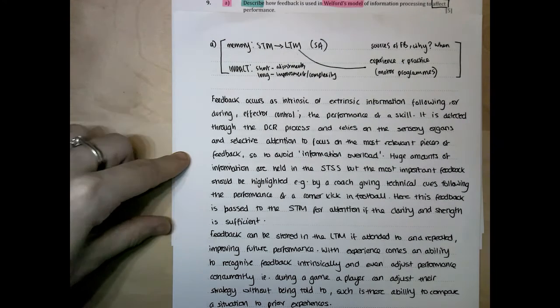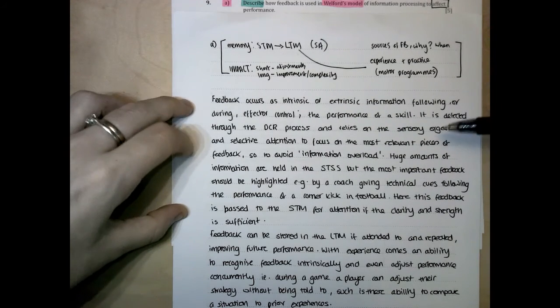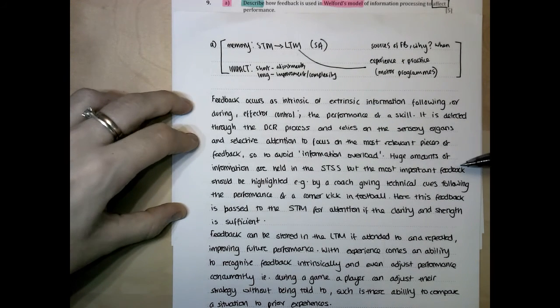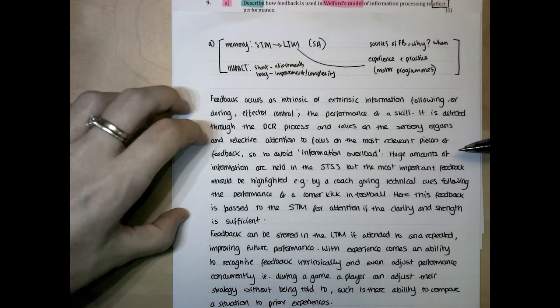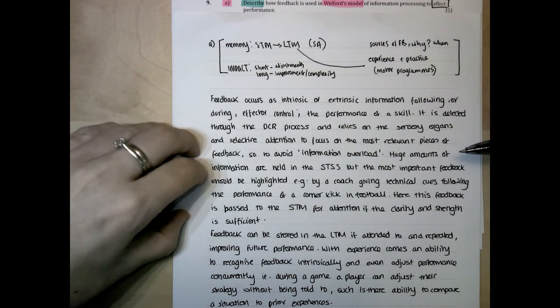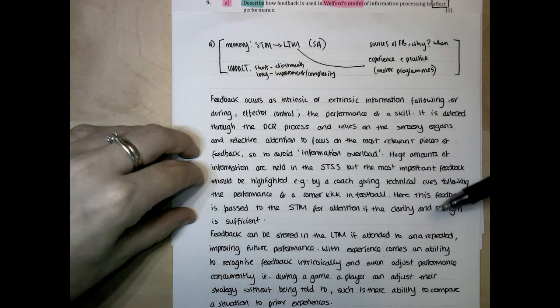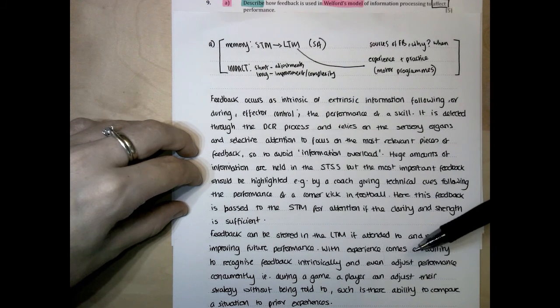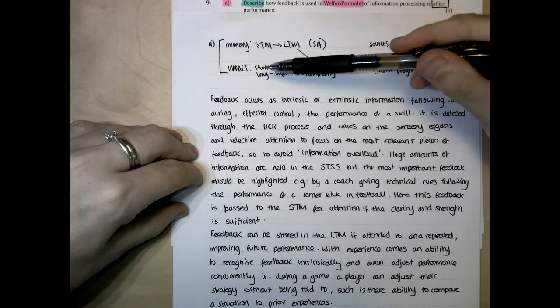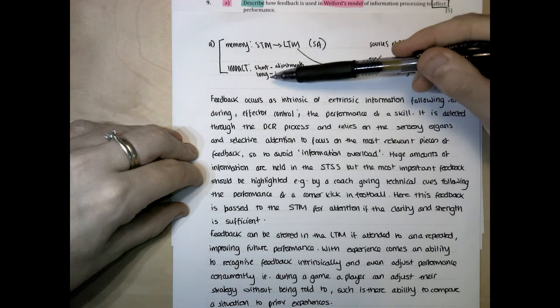Okay, so there we go. Again, we're sort of linking in the idea of DCR, the ability to actually detect feedback and think about the strength of feedback and information overload. You can bring that in, but ultimately we need to be referring to memory, so short term, long term, and the idea that feedback can affect future decision making. Over a longer period of time, remember we talked about short and long term considerations.